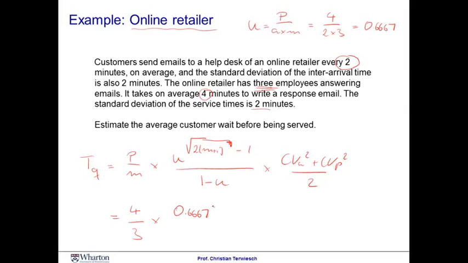And again, here's where things get ugly with the exponent. So we have here the square root of m plus 1, which is 3 plus 1 is 4, times 2 is 8, square root of 8, minus 1, divided by 0.3333, times the CVA squared, that is 1 squared, plus the CVP, that is the standard deviation of the service time, 2 minutes, divided by the average 4 minutes. So that is 0.5 squared, divided by 2. That's all there is to it. When I plug this into my calculator, I see an expected wait time in the queue of 1.19 minutes.